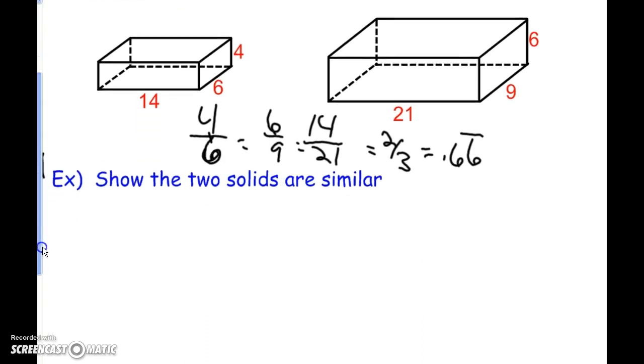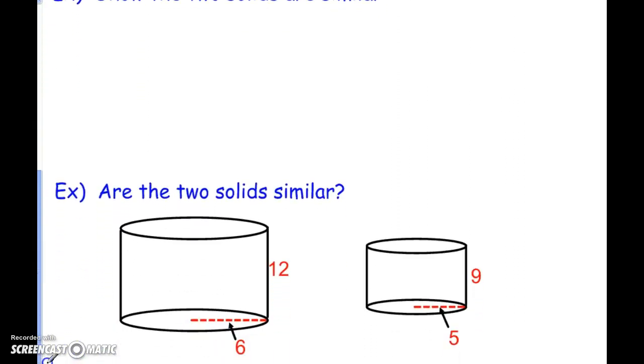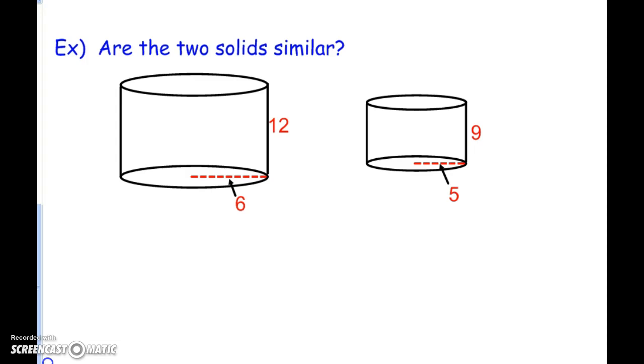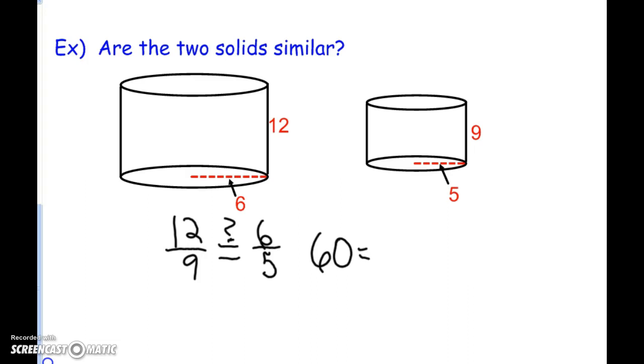Well, that's what we just did up above. Are these two similar? Well, let's look at these two shapes. We're going to say 12:9. Is that the same thing as 6:5? Well, if we cross multiply, we get 60 is to 54. Is that equal? Well, no, it is not equal. Therefore, they are not similar.